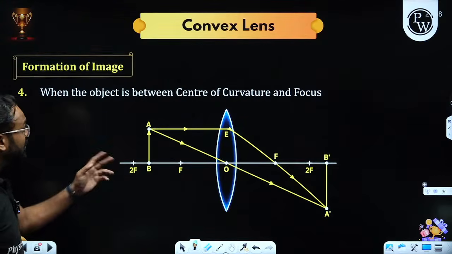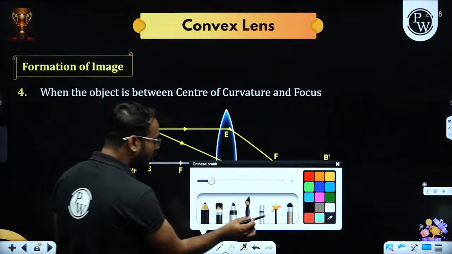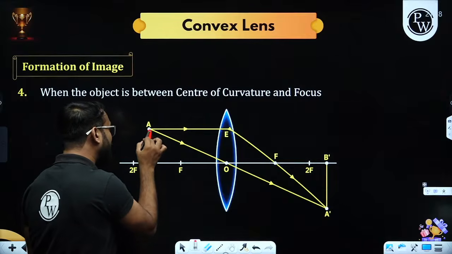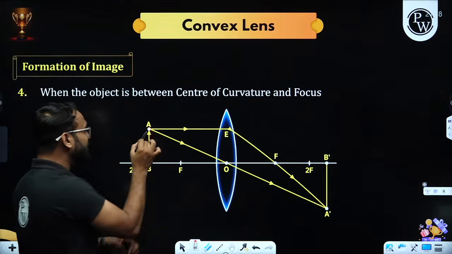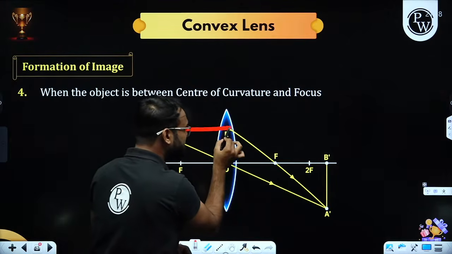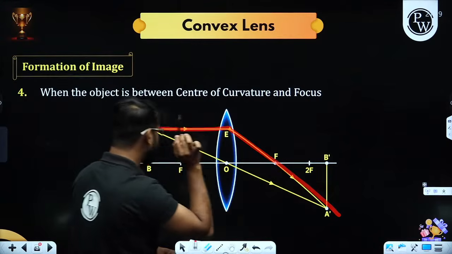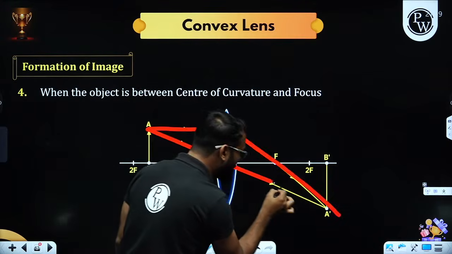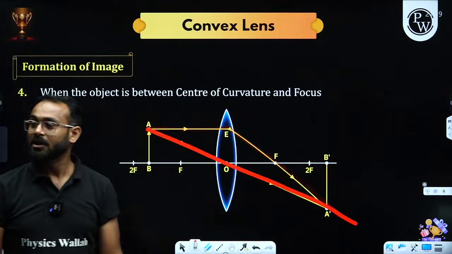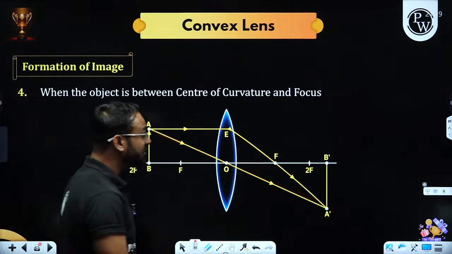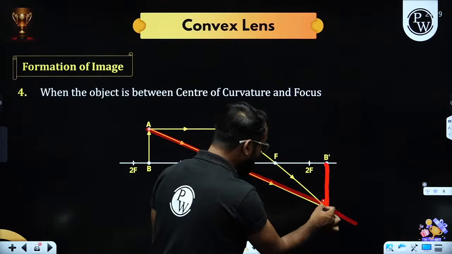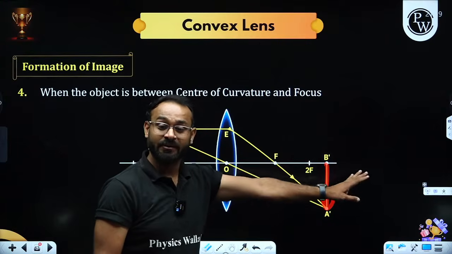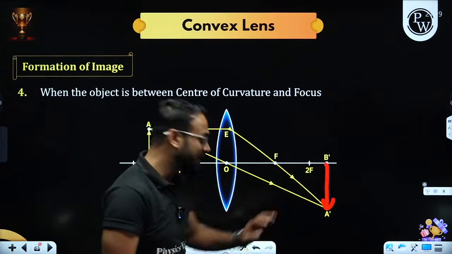Yes, sir. Next, the object is shifted between the center of curvature and focus on the left hand side. A ray parallel to the principal axis passes through focus. The second one passes through the optical center, no deviation. Where is the image? Sir, beyond the center of curvature. After 2F, or beyond the center of curvature.